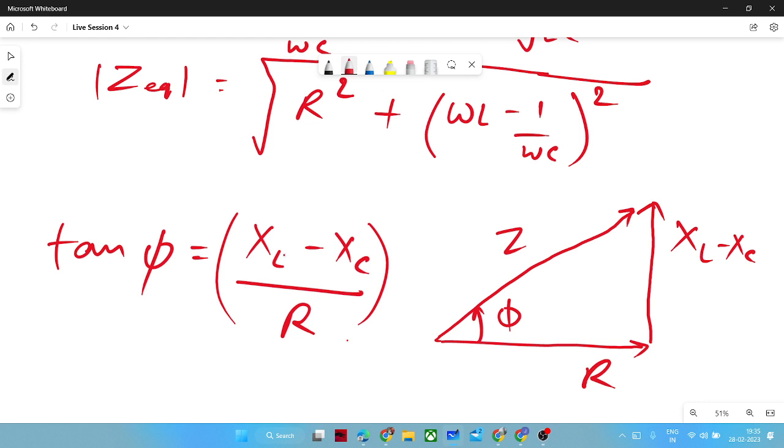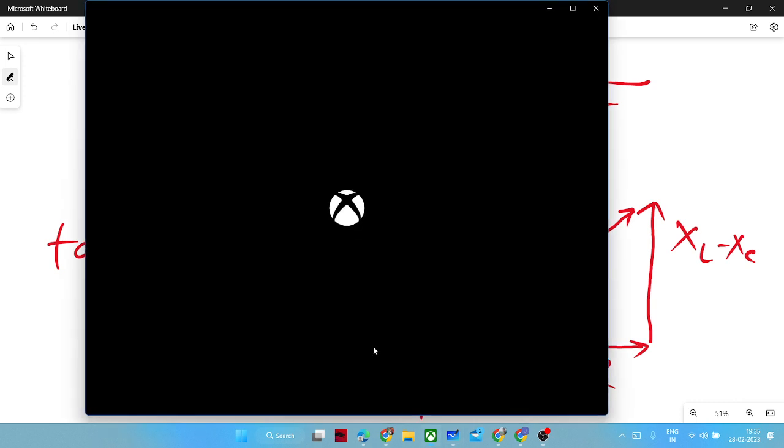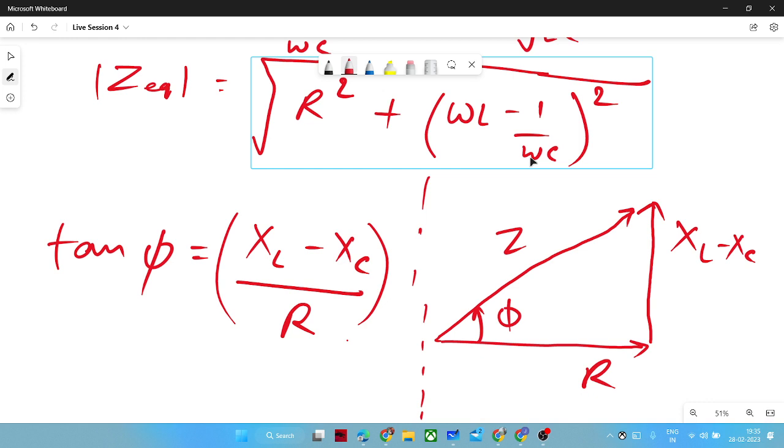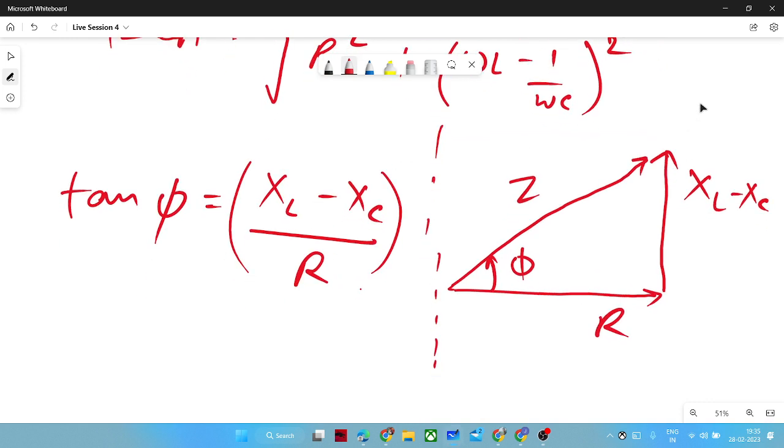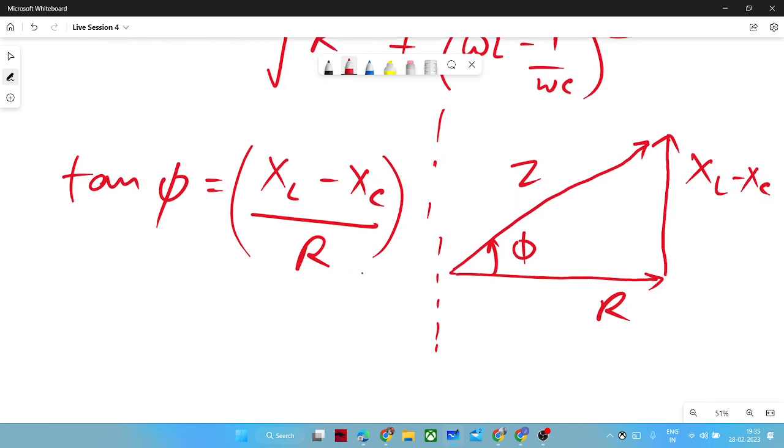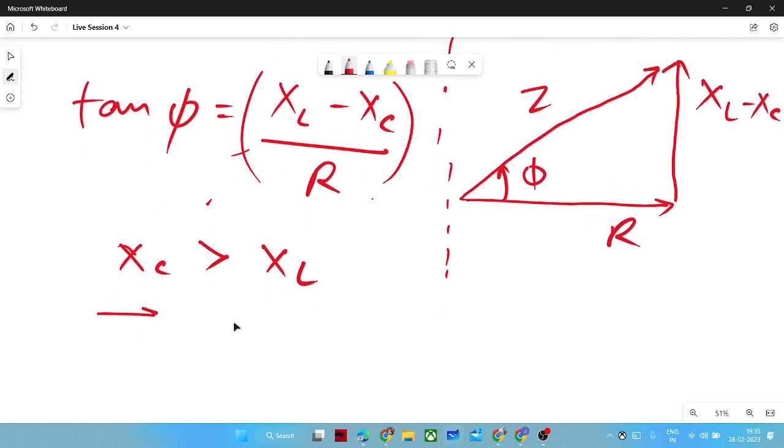Now, if your XL is higher than XC, then you will lie in the first quadrant, as you can see from the graph. So this is your first quadrant, and your circuit is inductive. Inductive means you will have to deal with a lagging power factor. If your XC is higher than XL, it means capacitor. It means the circuit nature is capacitive.